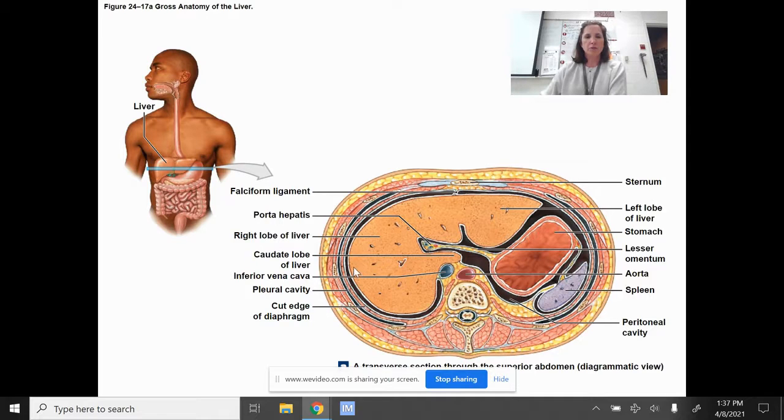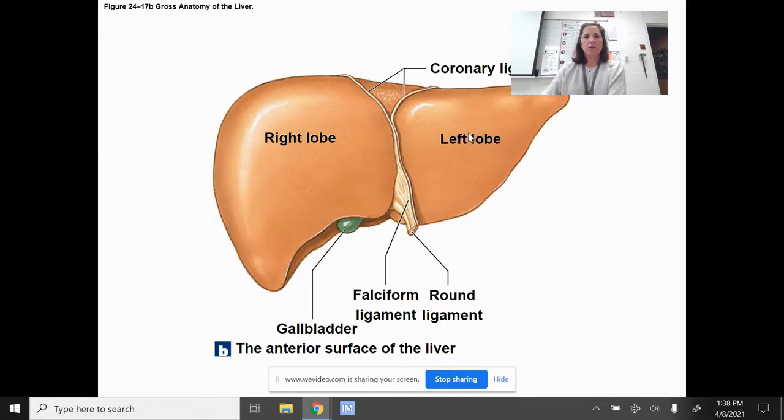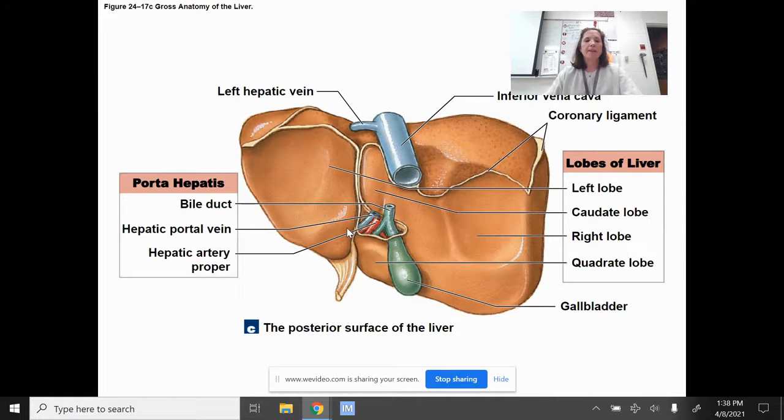So this is showing you the liver, how big it is. Here's your stomach. Here's a spleen. This is all liver. So here's a right lobe, left lobe. There's this ligament. There's another ligament here. There's 3 ligaments. And then this is where the gallbladder is, kind of like a little pea that sticks out from the liver. And then here you can see that porta hepatis. So here's the bile duct, and then here's the hepatic artery and vein.